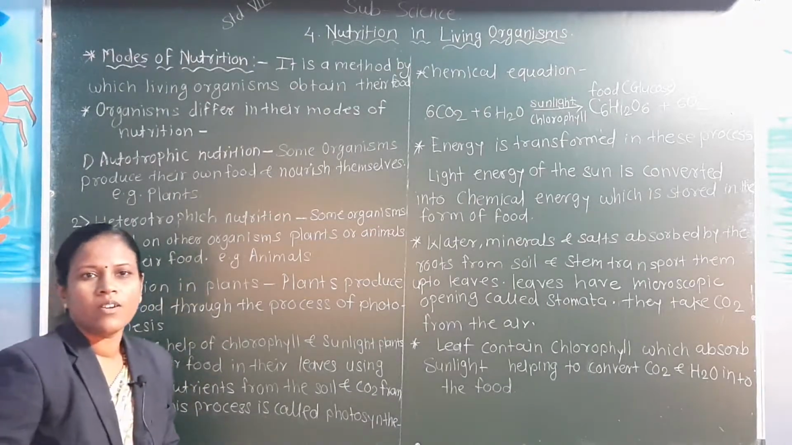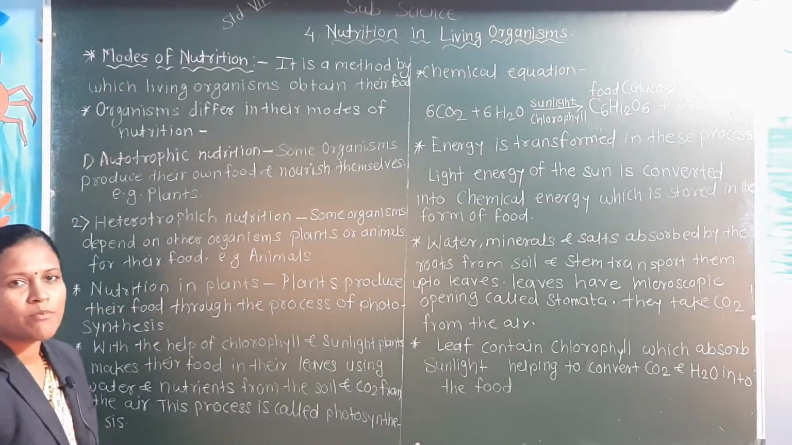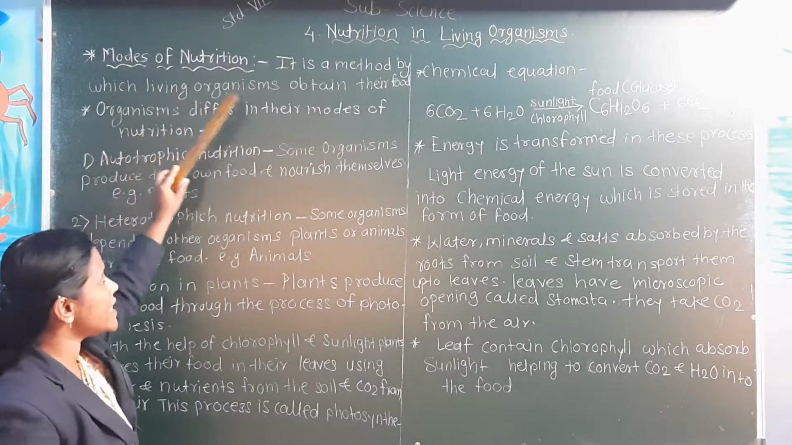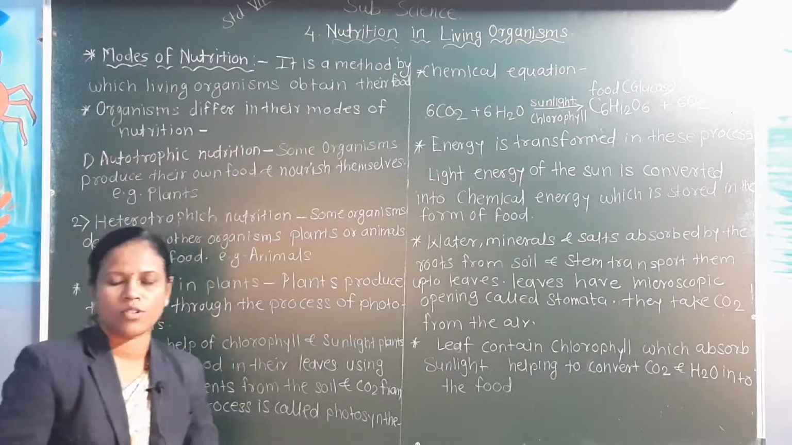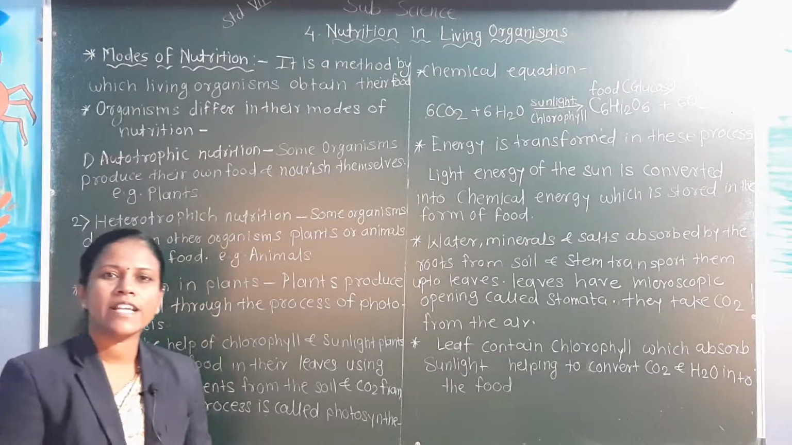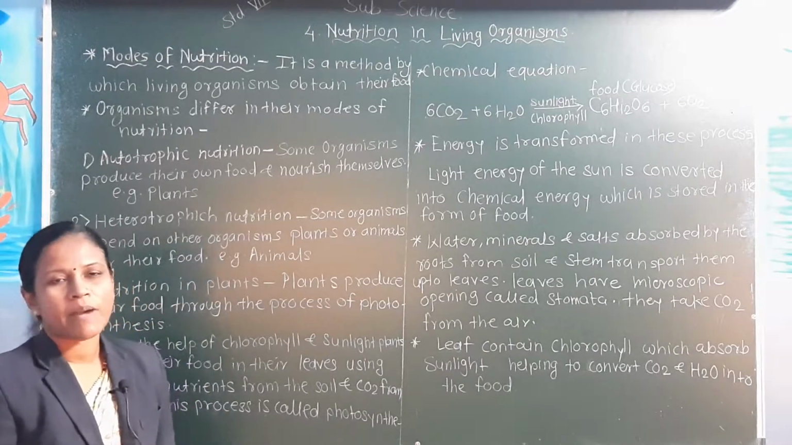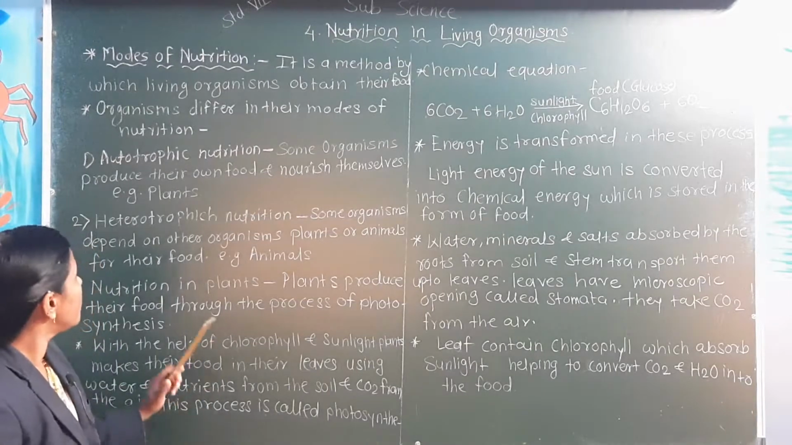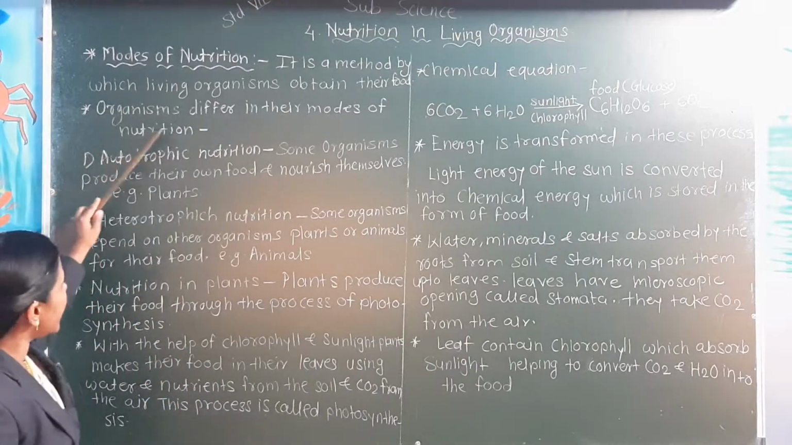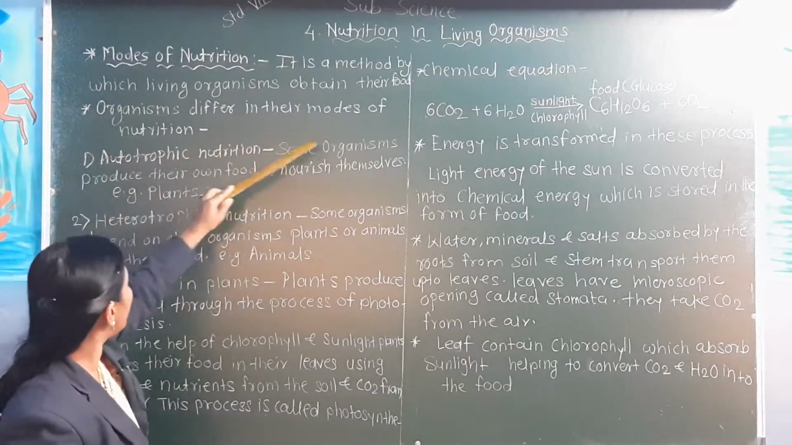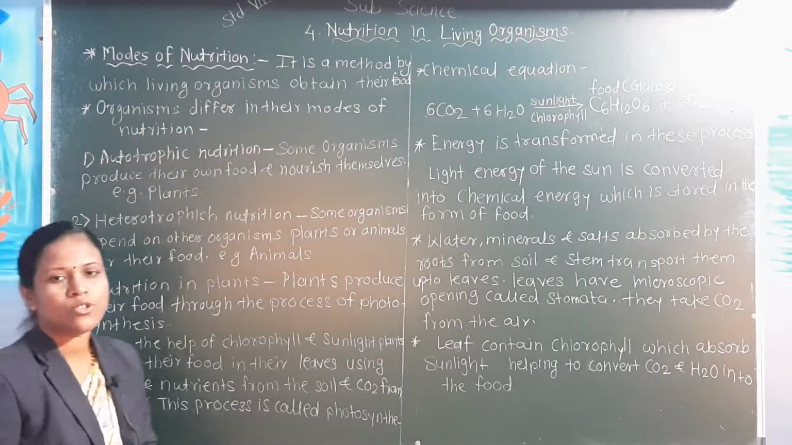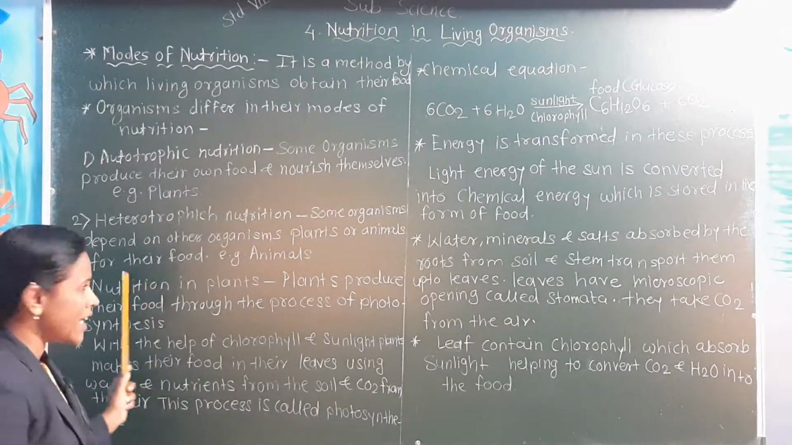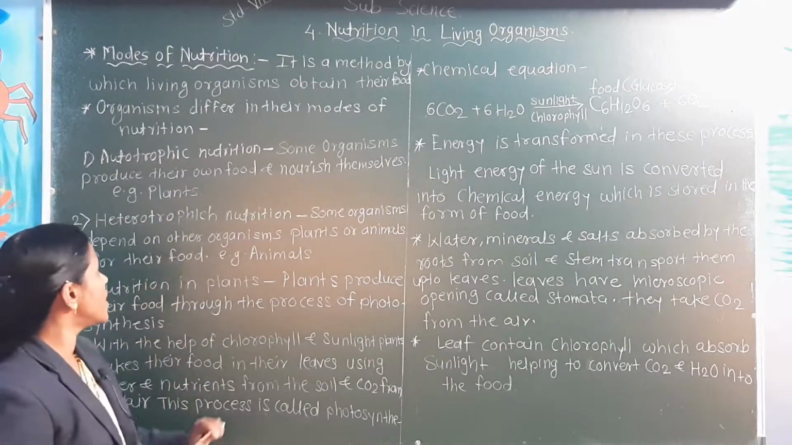First, we should understand what a mode of nutrition is. It is a method by which living organisms obtain their food. Modes of nutrition means what? It is a method by which living organisms make their food. Organisms differ in their modes of nutrition into two types: autotrophic nutrition and heterotrophic nutrition.